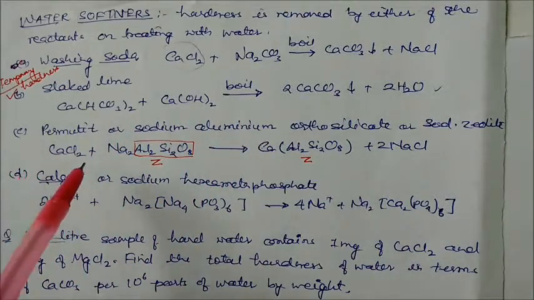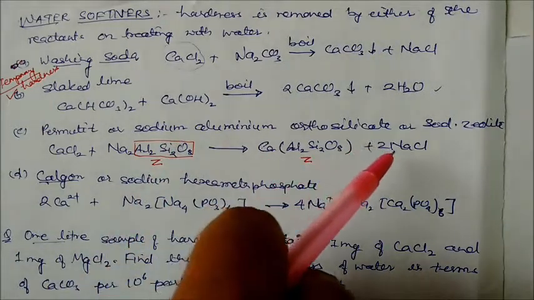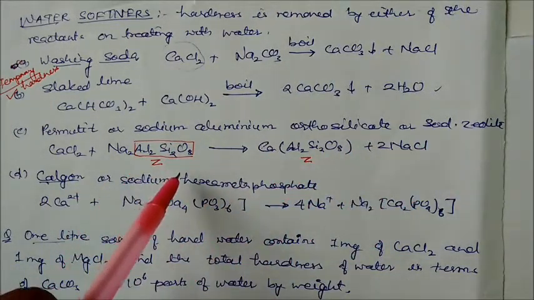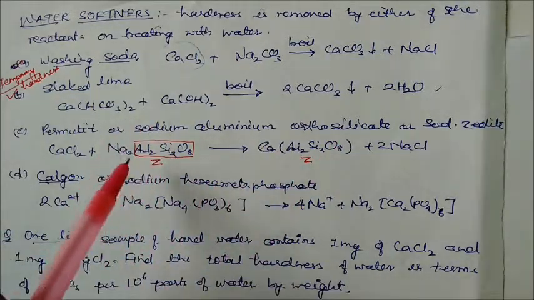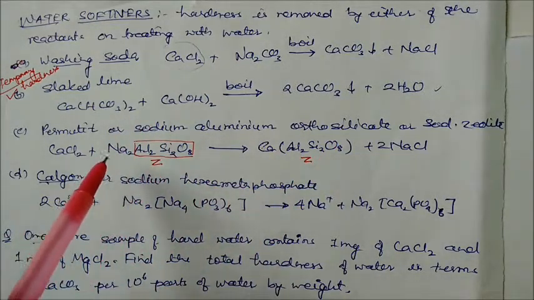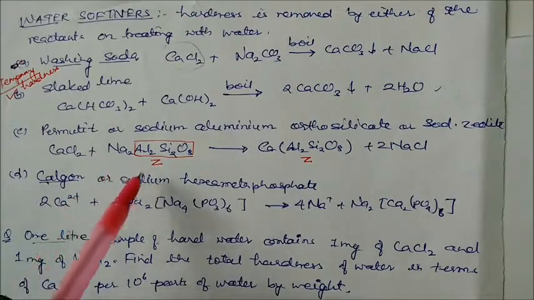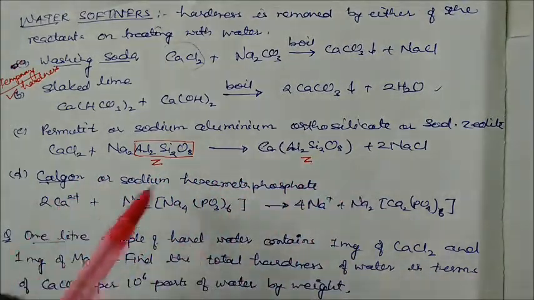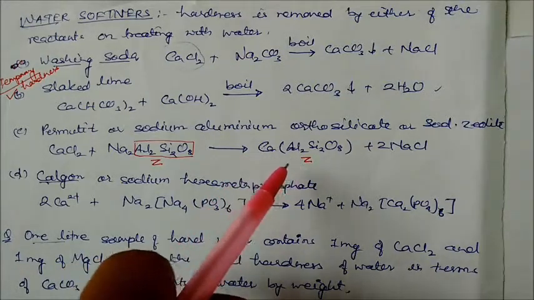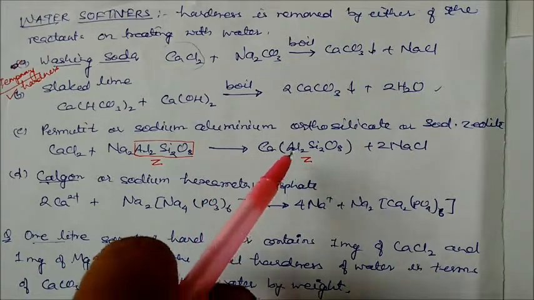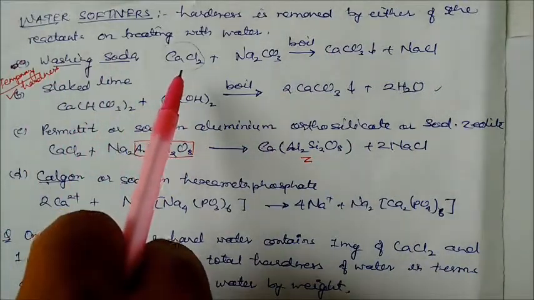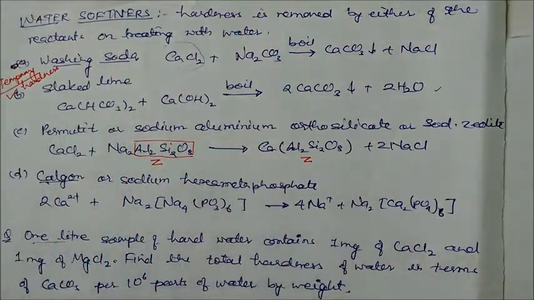Permutit is another method. It is called sodium aluminum orthosilicate or sodium zeolite. This is the formula, you can write here Z. So calcium chloride reacts with the sodium zeolite, it will give you calcium zeolite plus 2 NaCl. The calcium zeolite forms a precipitate. Chloride, sulfate, nitrate are all soluble in water, but calcium zeolite forms a precipitate.